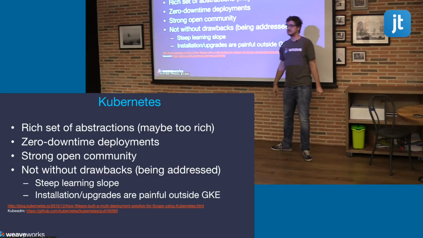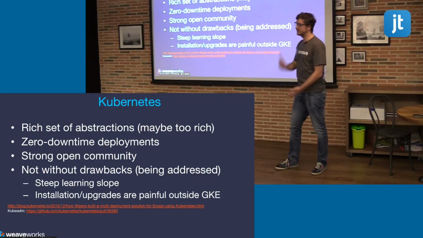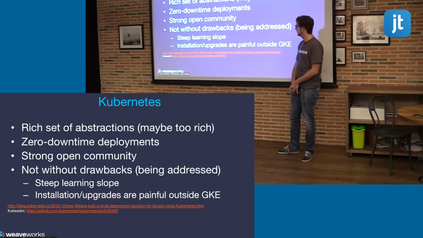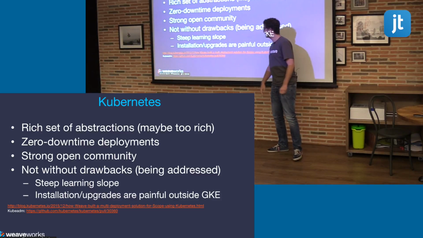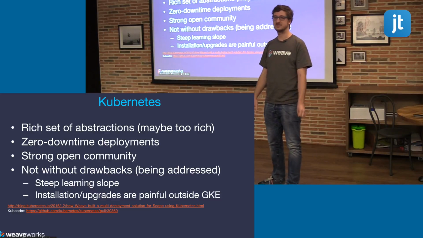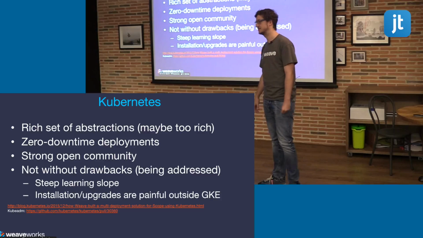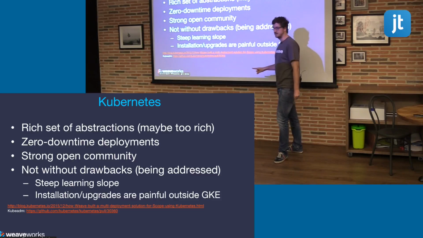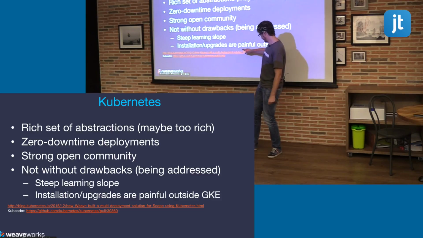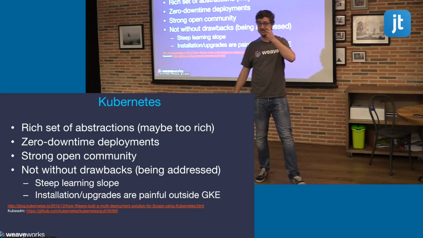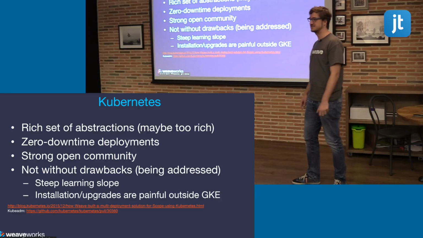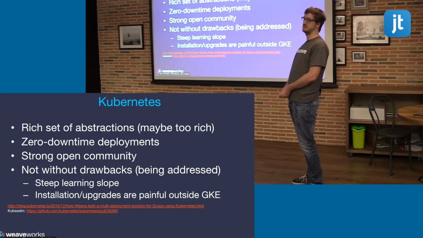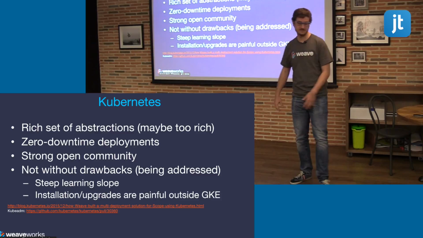We could do 0 downtime deployments because they implement rollouts. It has a very, very strong open community in which we're taking part, actually. But as another drawback, the installation and upgrades are really painful outside the cloud offering provided by Google, GKE. We actually have a blog post explaining our experience there, if you want to have a look at it. And we're actually helping out with installation and upgrades, starting with Kubernetes 1.4, which I believe is going to be released next week. Weave.works has been in charge of implementing a tool called kubeadm, which simplifies installations.